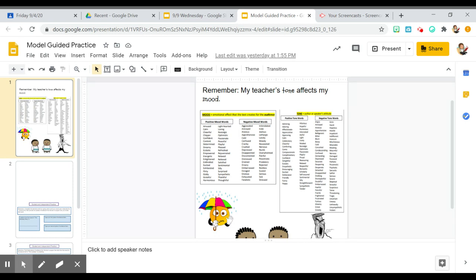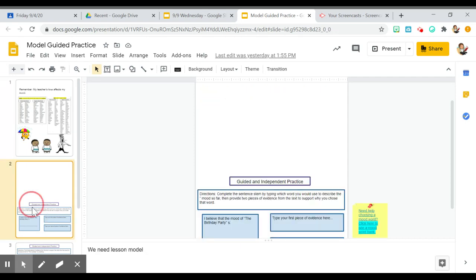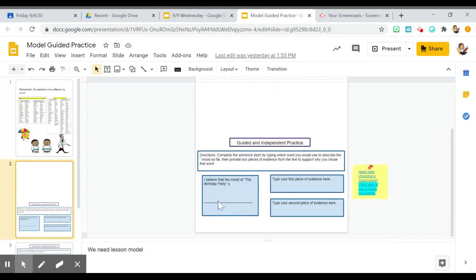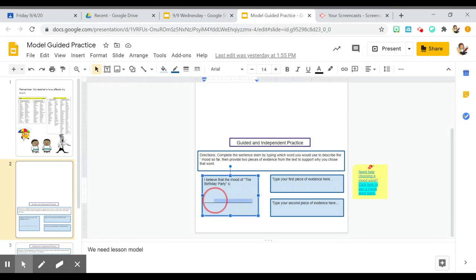M, mood, me, M. So mood is me. It's all about me. How did I feel after I read this text? So I'm going to think about it. Was it a positive or negative feeling after I read that text? And to me, it was a negative feeling. I felt very sympathetic towards the character, the woman in the birthday party. So I'm going to say that I believe the mood in the birthday party is sympathetic.